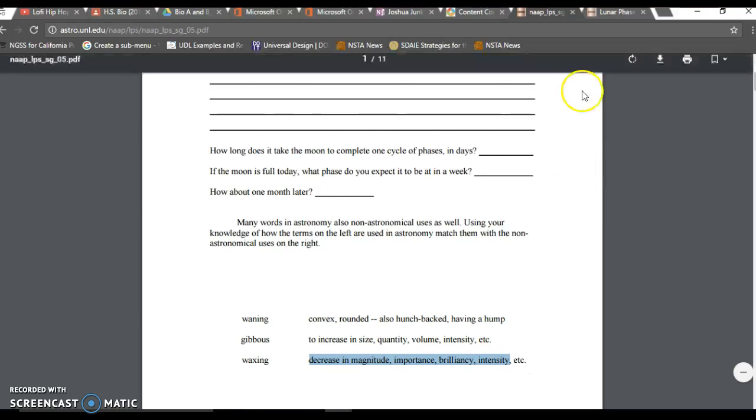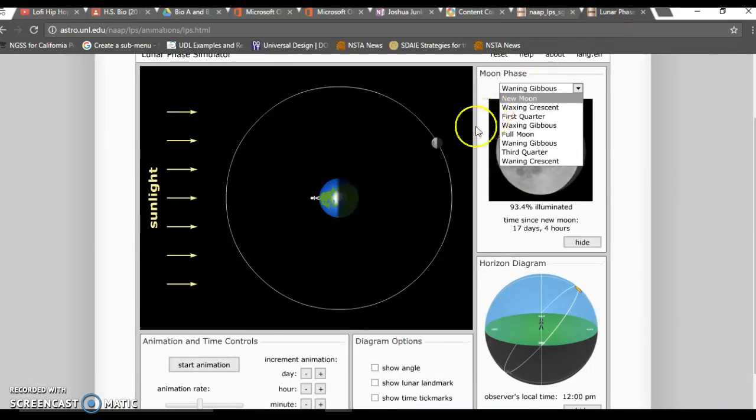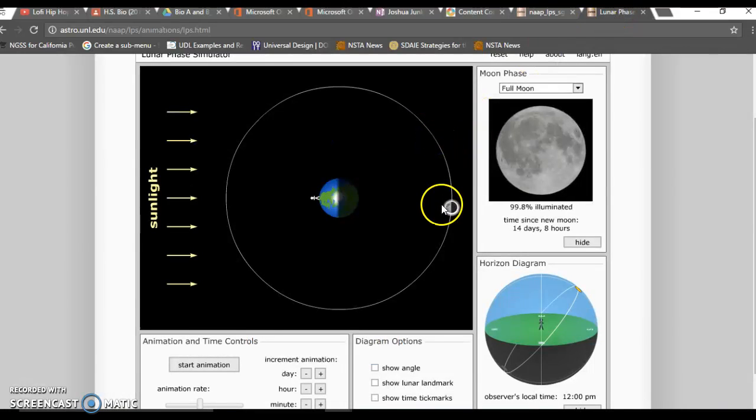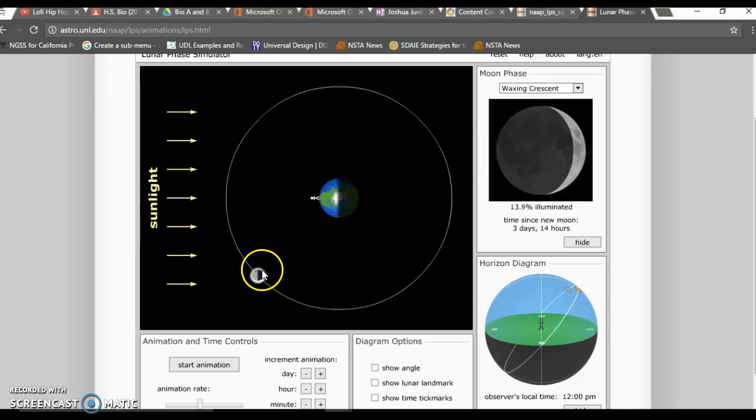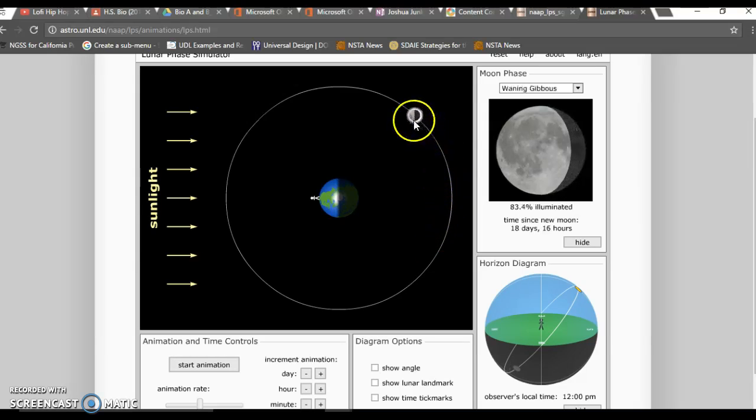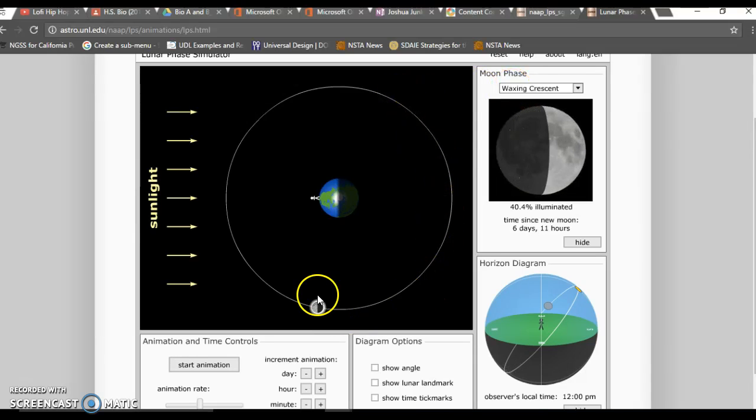As you move the moon around, you'll find that at times it gets darker or it gets lighter. If it's getting darker, watch this. It's getting darker right now. Darker means it's waning. But if it's increasing in its light, watch this. It's dark, watch. It's slowly getting brighter. That means it's waxing.